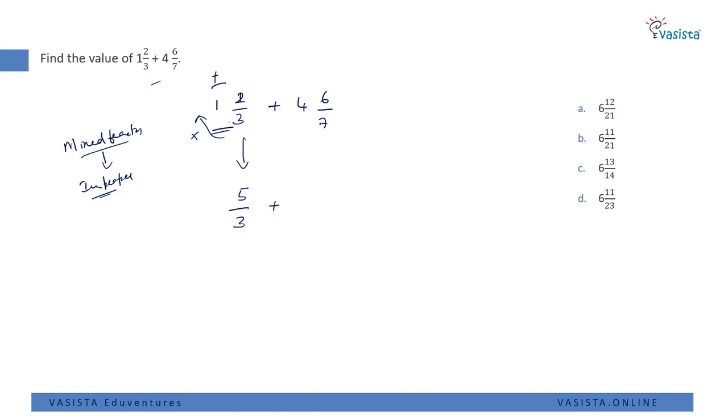Plus, now similarly you do it. 7 fours are 28. Here you need to multiply, 7 fours are 28, and then you need to add 28 plus 6, that is 34/7. Now we have to add it.